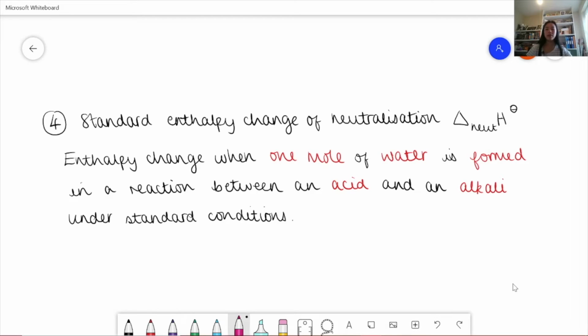The fourth enthalpy change that you need to know is the standard enthalpy change of neutralisation. And this is the enthalpy change when 1 mole of water is formed in a reaction between an acid and an alkali under standard conditions. And it's really important to remember all the keywords. So it's 1 mole of water being formed, and we're mixing an acid and alkali. So an acid and alkali normally make a salt and water. So when the water is produced, we only produce 1 mole of it, and that's how they measure the enthalpy. So that's the standard enthalpy change of neutralisation.